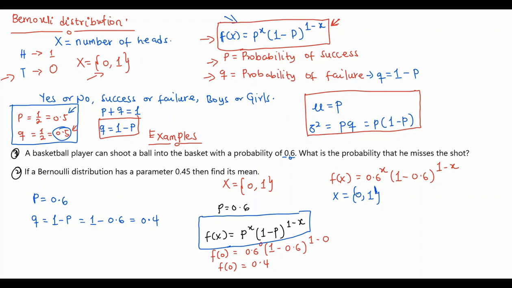Now let's look at the second question. It says that if a Bernoulli distribution has a parameter of 0.45, then find its mean. This parameter here is the p. Let's take note of that: the Bernoulli distribution deals with the parameter p, which is the probability of success. So if p is equal to 0.45, let's find its mean. From here we know that the mean is the same as p, so in this case the mean is equal to 0.45.